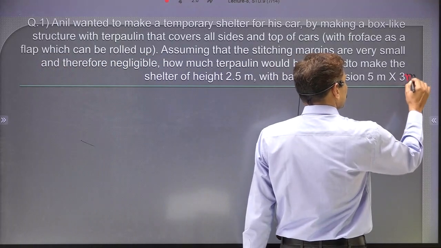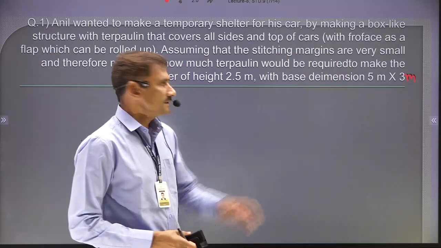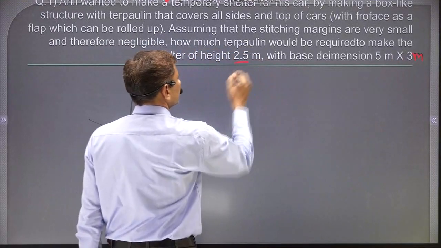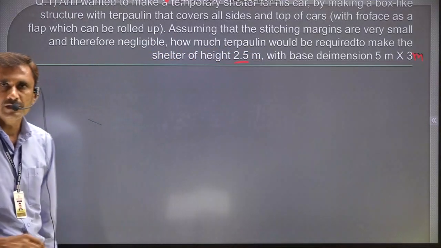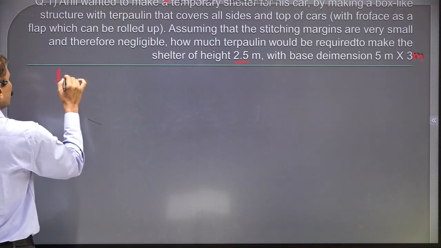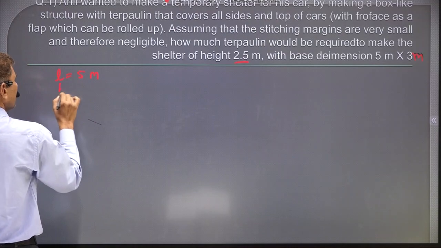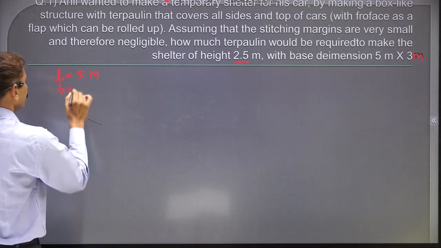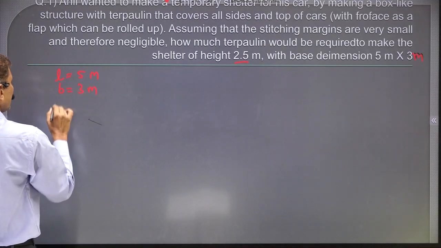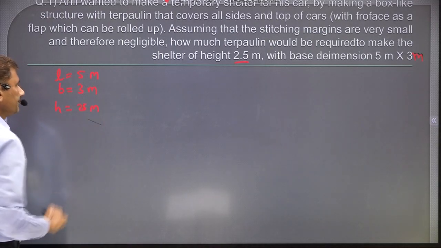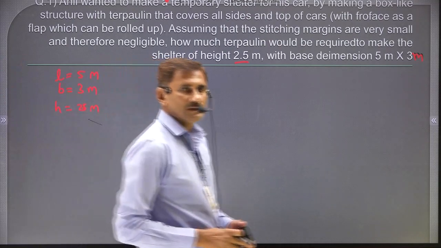Okay, so here is the unit meter. This is length, this is width or breadth, and this is height. So we have all three. Just write down here L equal to 5 meter, B, breadth, equal to 3 meter, and height equal to 2, sorry, 2.5 meter.